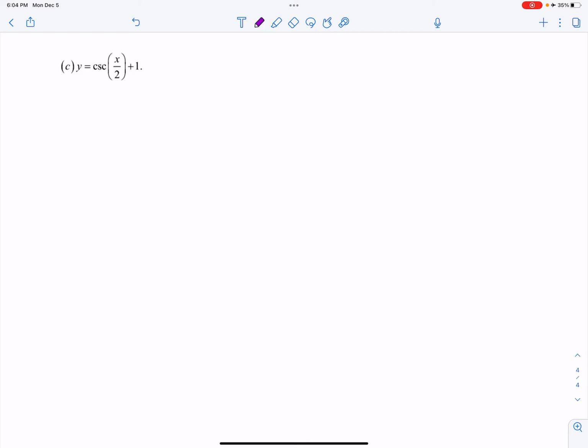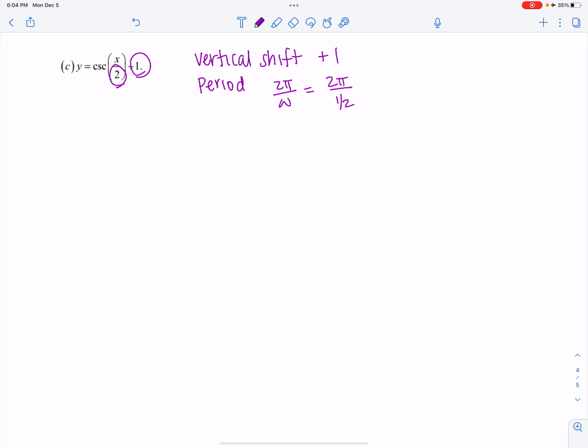Okay, let's graph cosecant of x over 2 plus 1. So first we have a vertical shift of plus 1. We have a period represented by 2 pi over omega, and that is 2 pi over 1/2, which is 2 pi times 2, which is 4 pi. So one cycle lasts 4 pi.